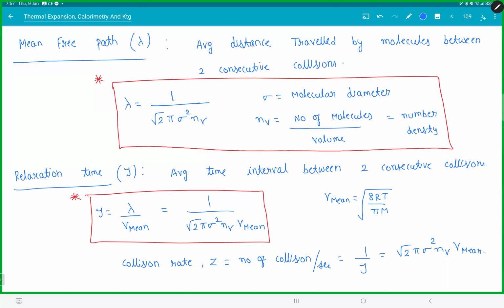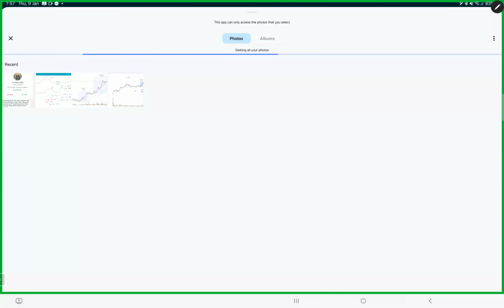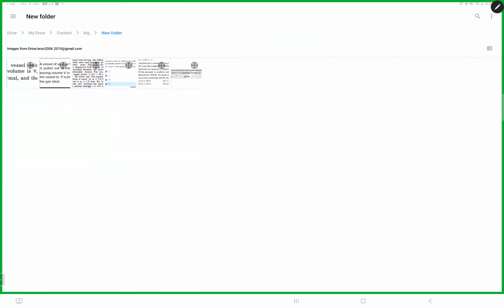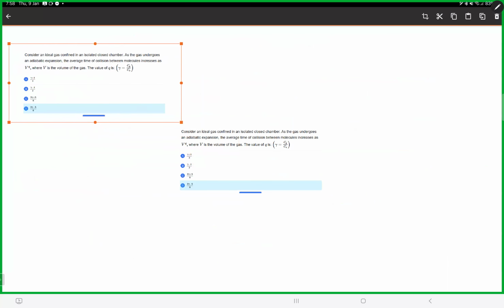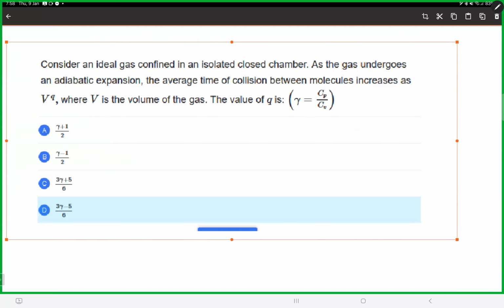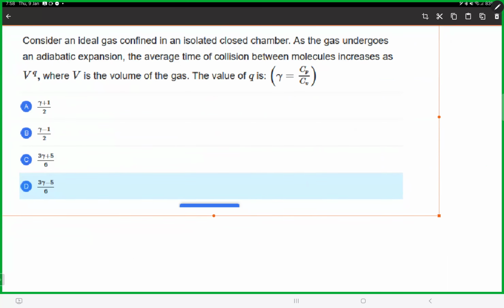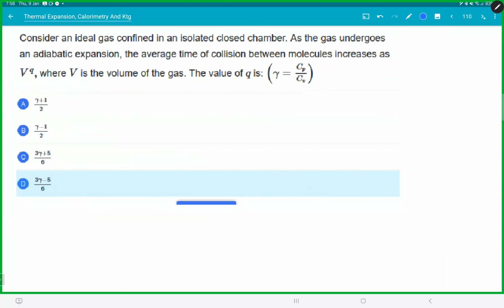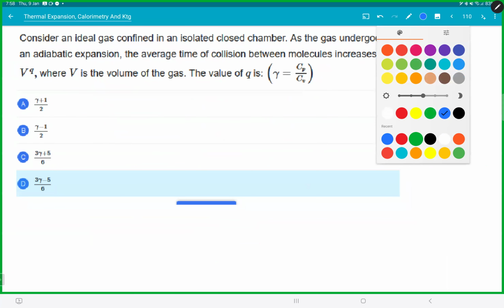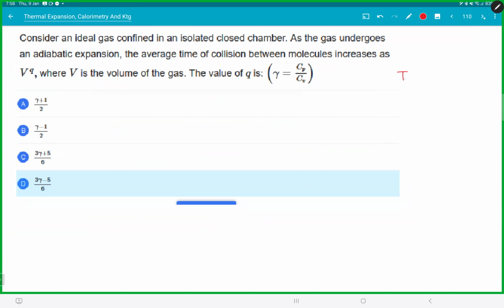Going ahead. This was a PYQ. This is how they frame questions. Consider an ideal gas in an isolated chamber as the gas undergoes an adiabatic expansion. Do you guys know what is an adiabatic process? I'll be teaching you later on, but for now, just remember this. In an adiabatic process, T V power gamma minus 1 is constant. You should know this relation, temperature and volume relation. Gamma is called the adiabatic constant. Don't worry about it. We'll see that later on.